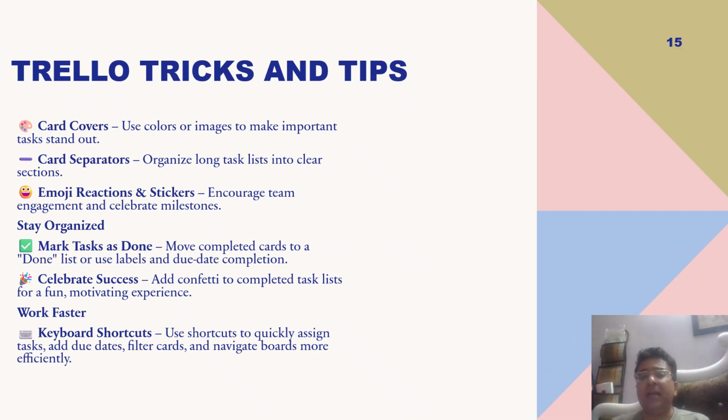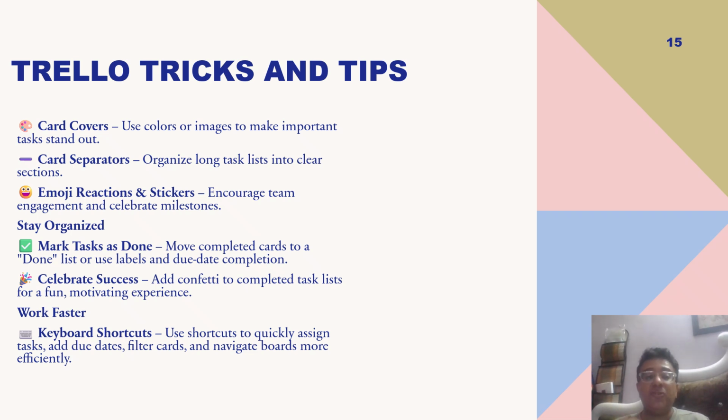Now, to efficiently use Trello, there are certain tricks and tips which I put on this slide. One is to make your board very attractive and very easy to use. See, the activity is cumbersome, it has a lot of steps, and it is very important that we break down the activity to make our important task stand out. So it is encouraged that we use colors and images to make our significant activities stand out. Then you have card separators in which you can separate long tasks into clear sections.